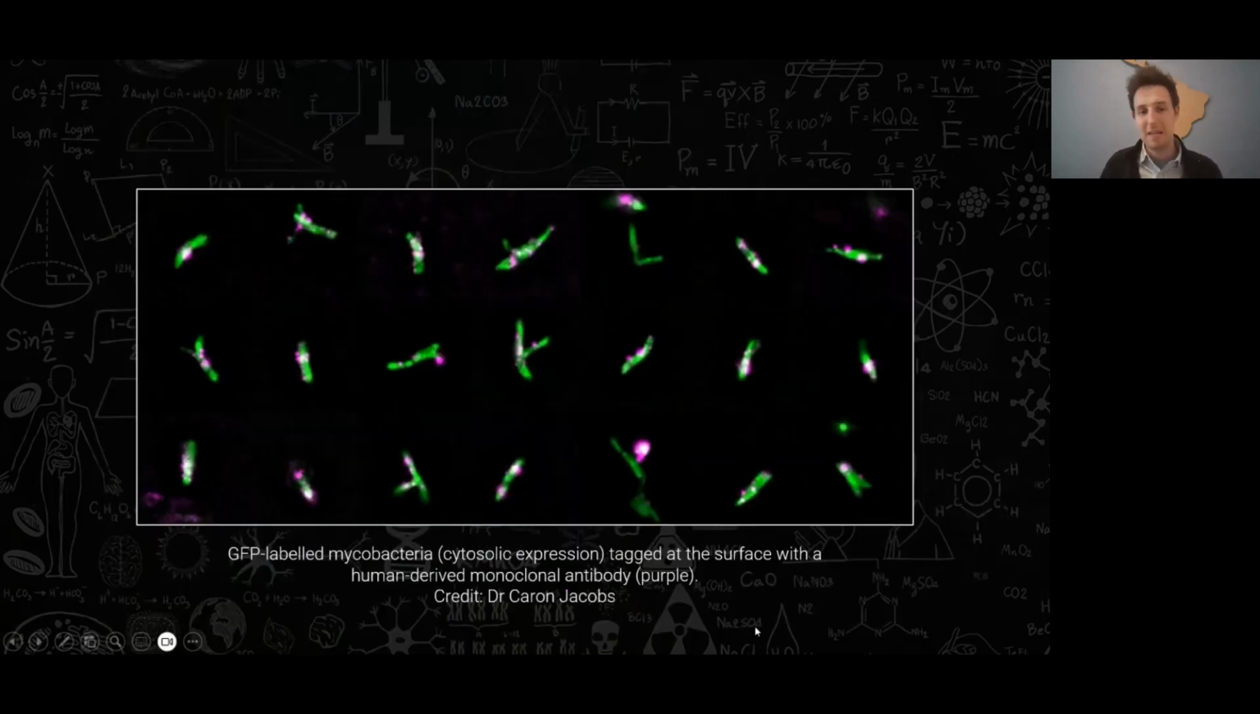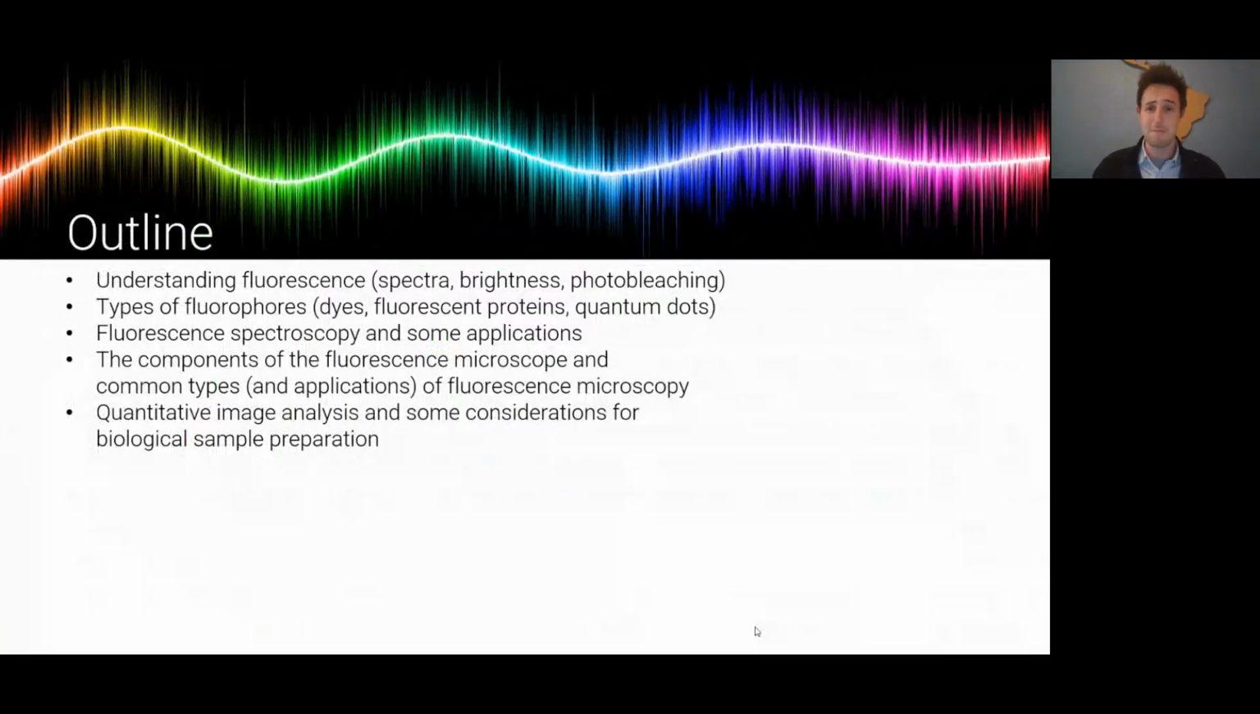And here are some GFP labeled mycobacteria. It's a cytosolic expression of that green fluorescent protein, but it's tagged at the surface with a purple antibody. And just to thank my colleague at UCT, Karen, for sharing these images with me.